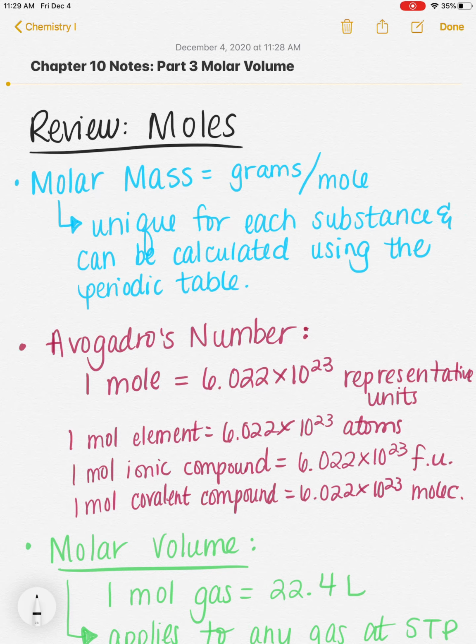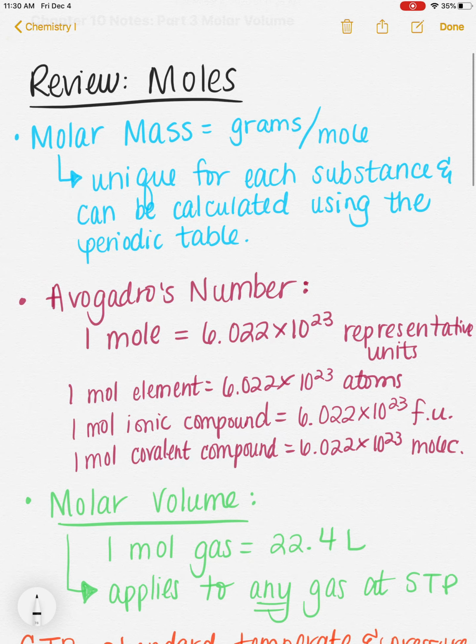In the first session, we had discussed molar mass. Molar mass has the units of grams per mole, and it tells you how many grams are in 1 mole of each substance. This is a value that is unique for every substance, and you can calculate it by using your periodic table. The second thing that we established about moles was Avogadro's number.